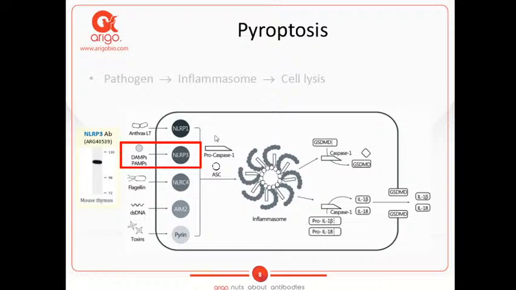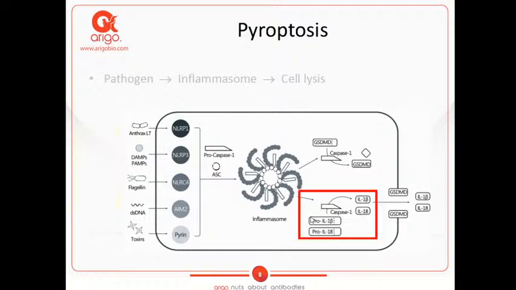The sensor complexes with pro-caspase-1 and ASC to form an inflammasome. The inflammasome induces the activation of caspase-1. The caspase-1 cleaves the proform of IL-1 beta and IL-18, then triggers the maturation of IL-1 beta and IL-18. Both IL-1 beta and IL-18 are inflammatory cytokines. Please keep in mind that they are inflammatory cytokines.